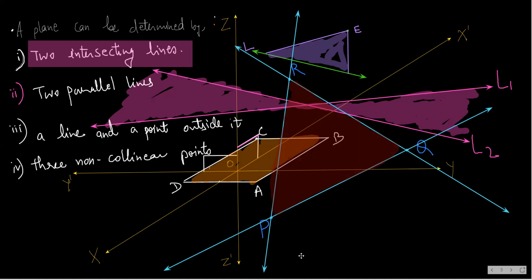So these are the four different ways which will determine a unique plane. Two intersecting lines will define a unique plane. Two parallel lines will define a unique plane. A line and a point outside the line will determine a unique plane, and three non-collinear points will also determine a unique plane.